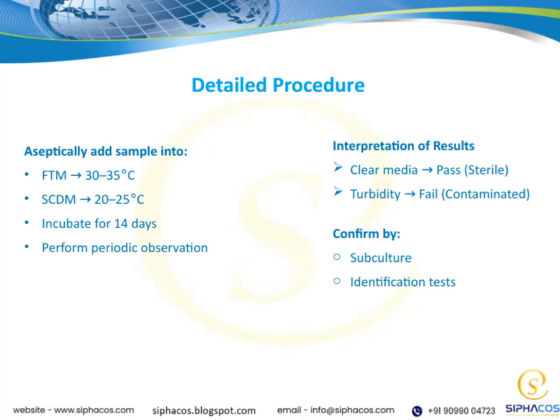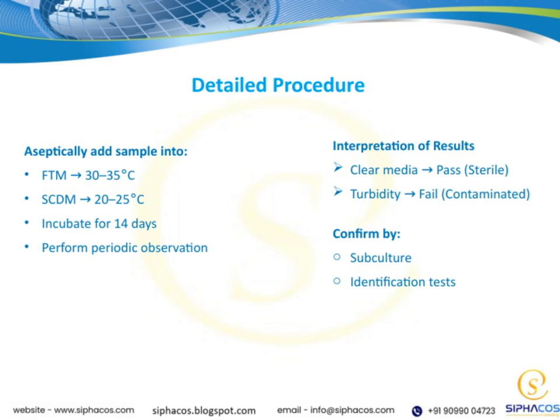Let's go through the interpretation of our results. When the media appears clear, we consider that a pass, which indicates the sample is sterile. On the other hand, if we observe turbidity, that's a fail, meaning the sample is contaminated. To confirm these findings, we perform additional tests like subculturing and identification tests. These steps help us verify whether contamination is present and identify the specific microorganisms involved.